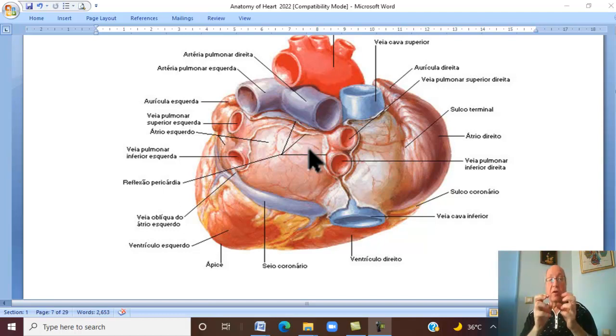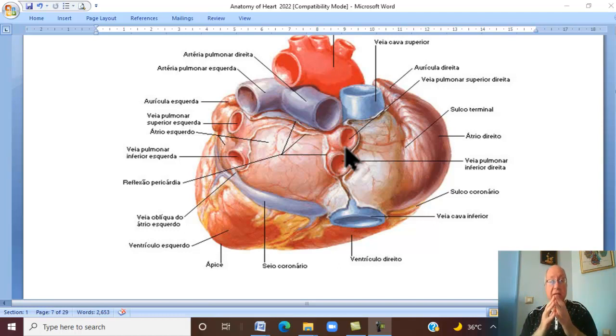What are the features of the base of the heart or the posterior surface? First of all, these two veins coming from the lungs, carrying oxygenated blood from the lungs. These veins are called pulmonary veins. Pulmonary veins carrying oxygenated blood.